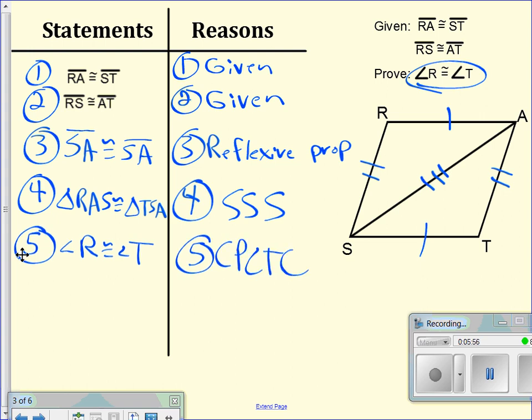CPCTC, which stands for corresponding parts of congruent triangles are congruent, which is basically saying, hey, if the triangles are congruent, I know every part's congruent. So that means my angles, that is R and T, are going to be equal because the corresponding parts. If two things are exactly the same, then every part of them is exactly the same. So the angles are. All right?